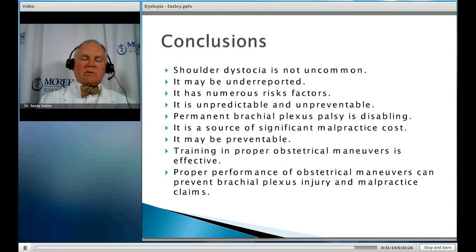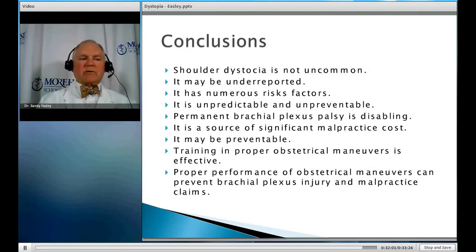So I think we can conclude from this presentation several things. Shoulder dystocia is not uncommon. It may be underreported, however. It has numerous risk factors. It's unpredictable and unpreventable. Permanent brachial plexus injury is disabling and expensive, and about 10% of brachial plexus injuries are permanent. It is a source of significant malpractice cost with claims payments 50% above the average.